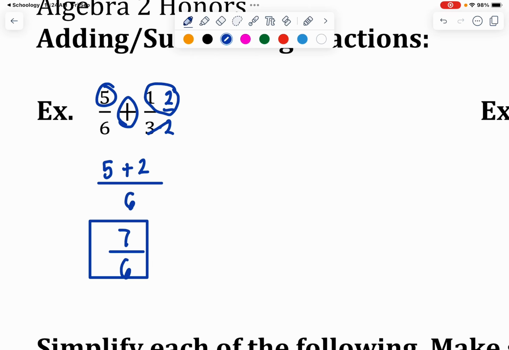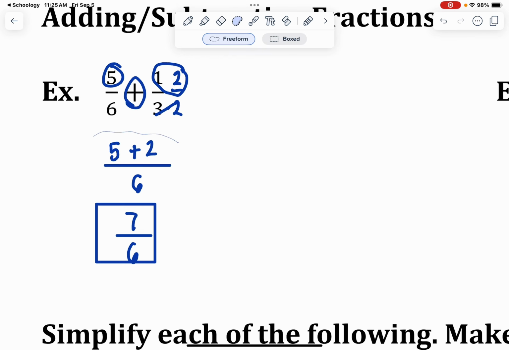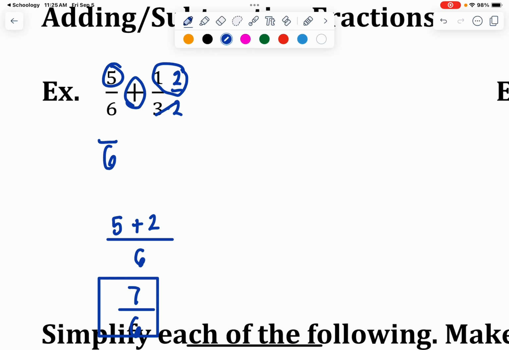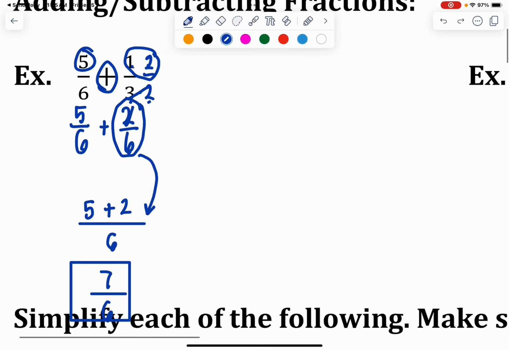Some teachers teach it after this step. Prior to this step, they say, okay, so now I have 6 over 5, that didn't change, plus 3 times 2 is 6, 1 times 2 is 2, and then they go to this step. I don't do that because I find that some students will look at this and they'll say, oh, I got to simplify that. That's 1/3. And then they're going backwards, all right? So I automatically jump to the next step.